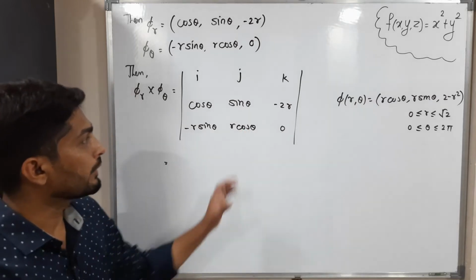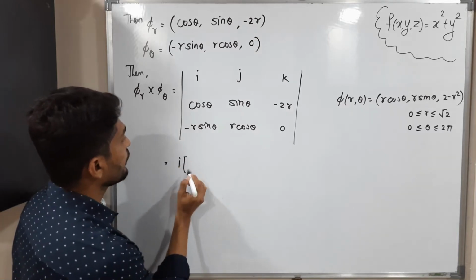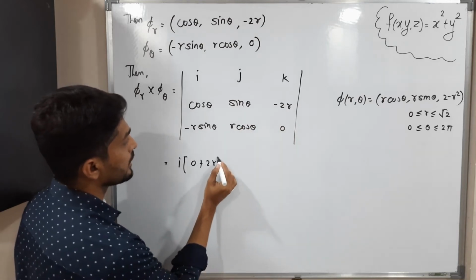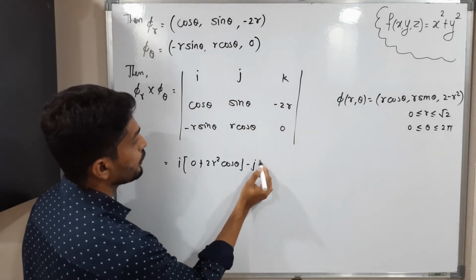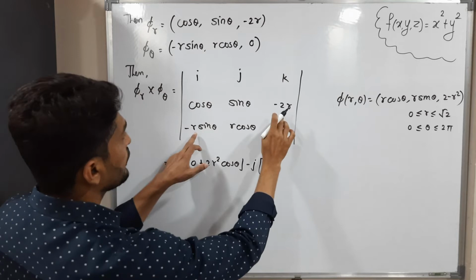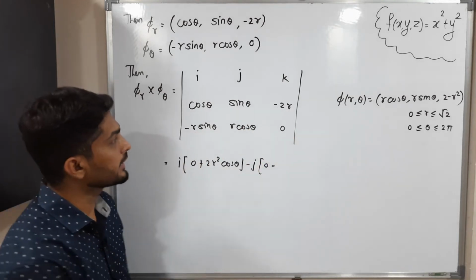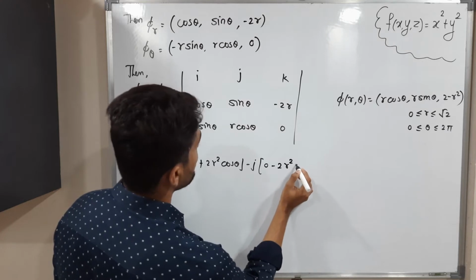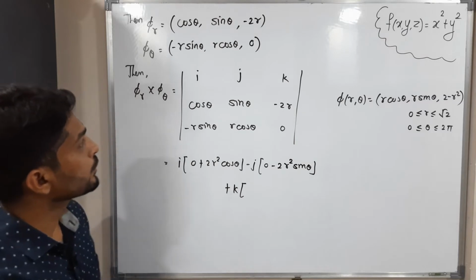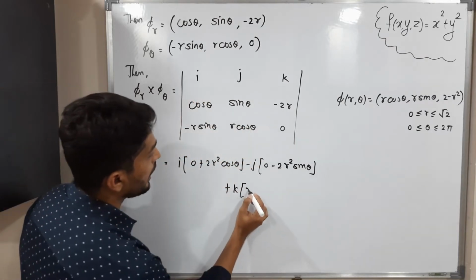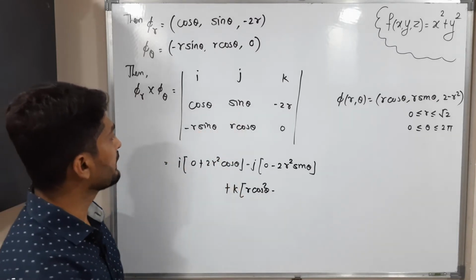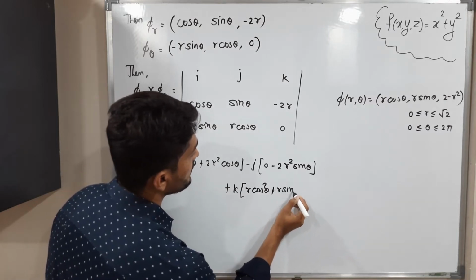Okay. So what will I do? I will solve the determinant. For i, product of these two, which is 0, minus product of these two, so minus minus plus 2r square cos theta. For the middle term, we always write a minus sign there, minus j. Product of these two, 0, minus product of these two, so minus minus plus, but again it has a minus sign, so 2r square sin theta, right? Let me write here, plus k. So k, product of these two are cos square theta, obviously there is a minus sign, and product of these two, minus minus plus, r sin square theta.